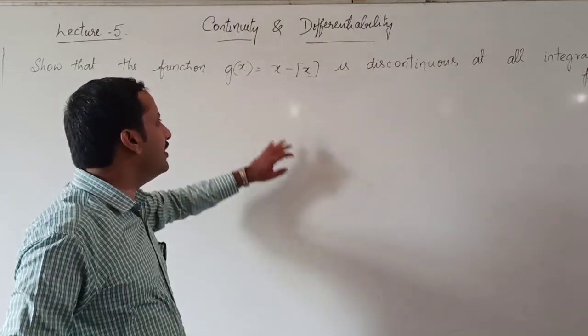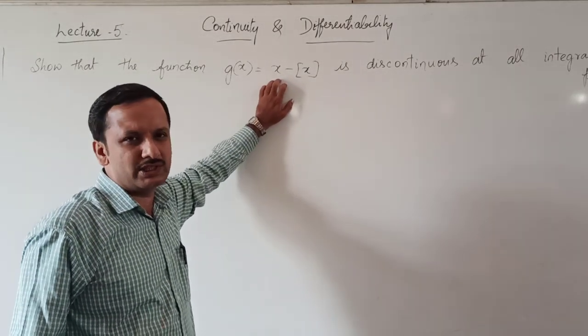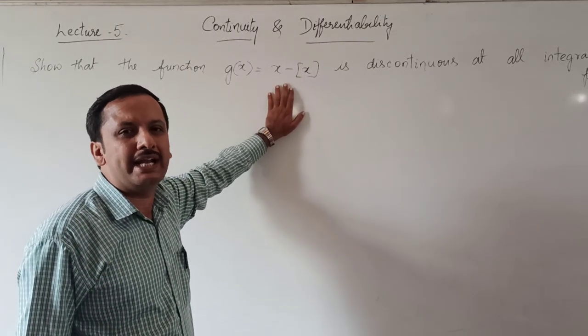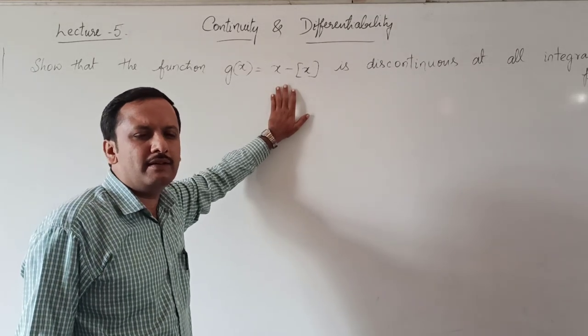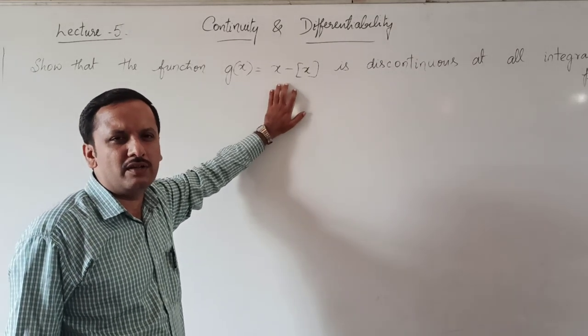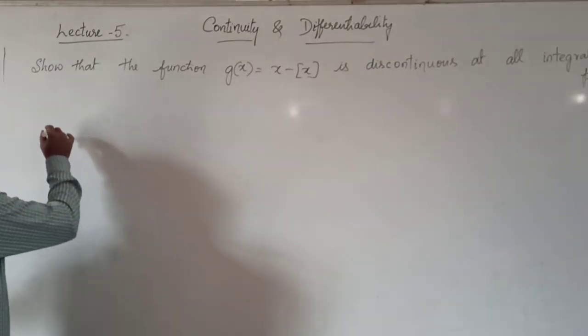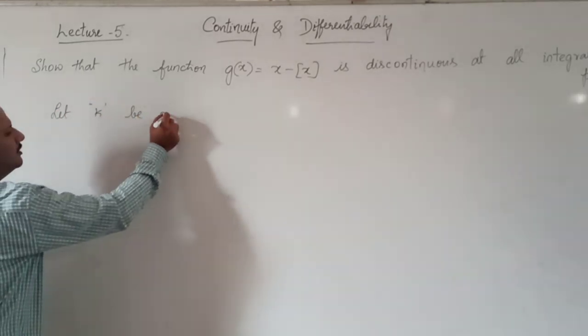So what we do here is we will take one arbitrary integer, and we will show that at that point this function is discontinuous, and then we can say that the function is discontinuous at all integral points. So let k be any integer.